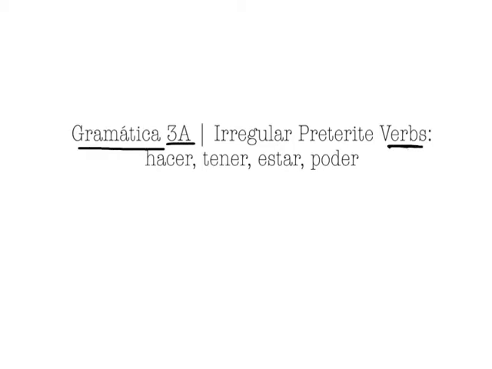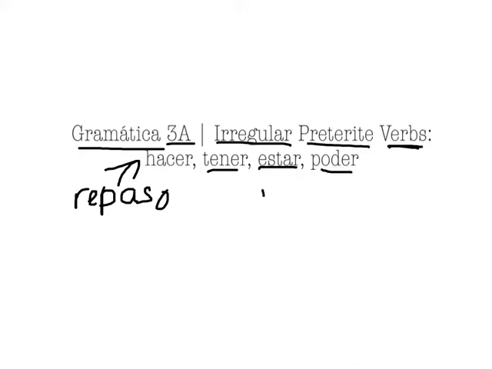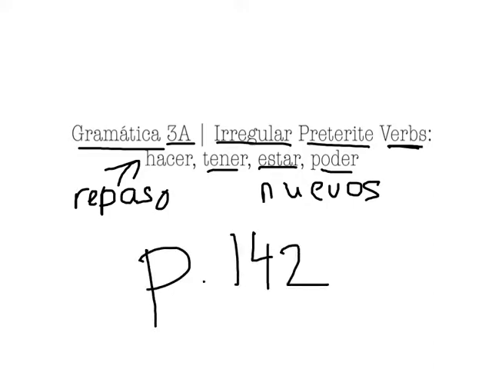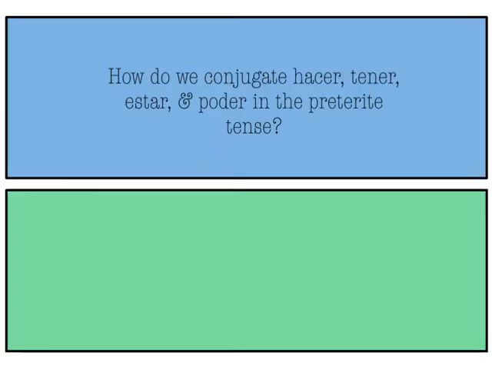Vamos a hablar de los verbos irregulares en el pretérito. So we're going to start with hacer. Hacer es un repaso para ustedes de Español 1 y vamos a continuar con tener, estar y poder, y esos son nuevos. Those ones are new. If you want to see more about this, la información está en página 142 en sus libros de texto.